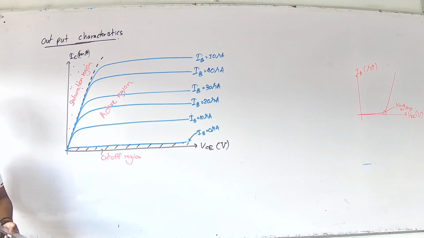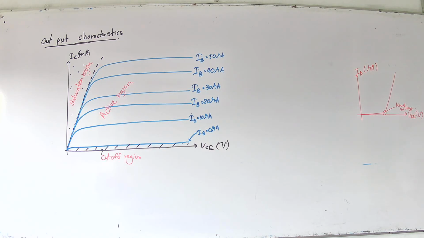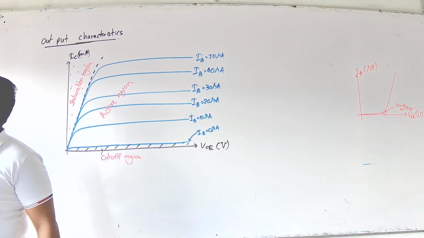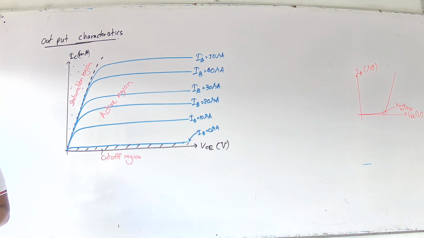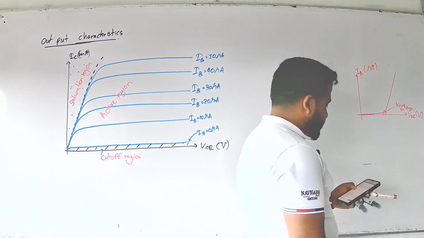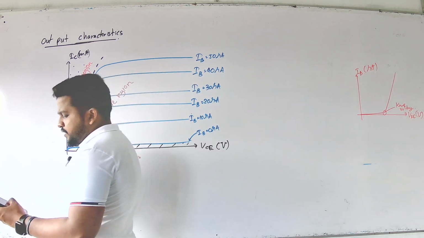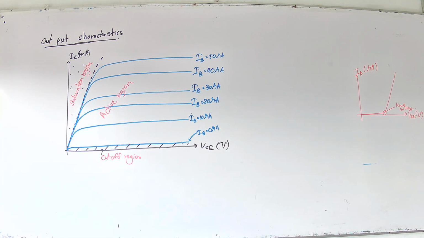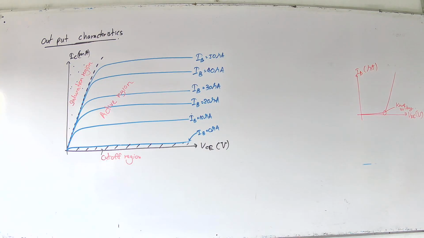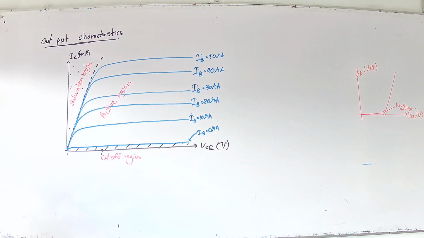This characteristic shows the variation of output current IC with output voltage VCE when VBE is kept at a constant value.